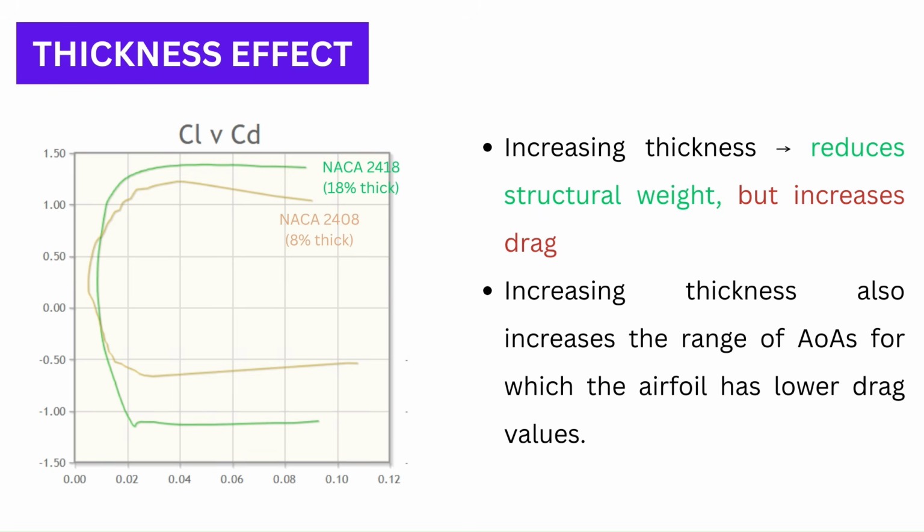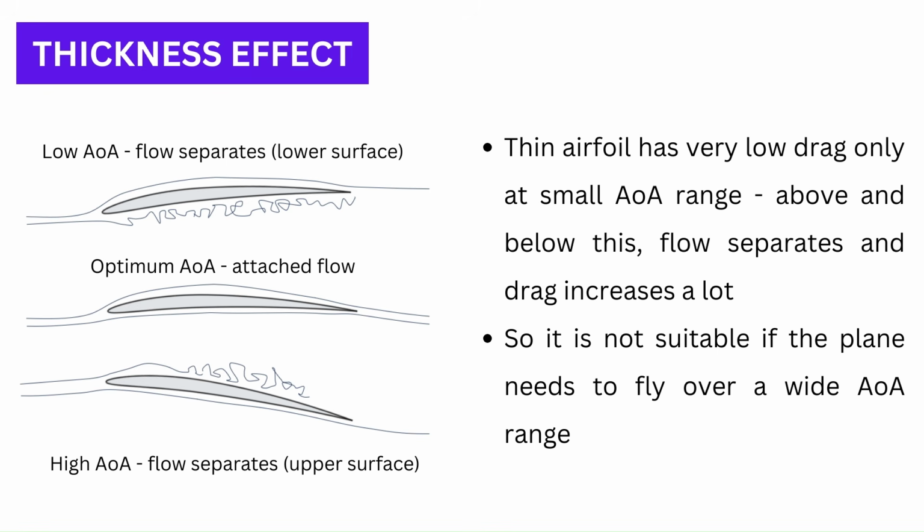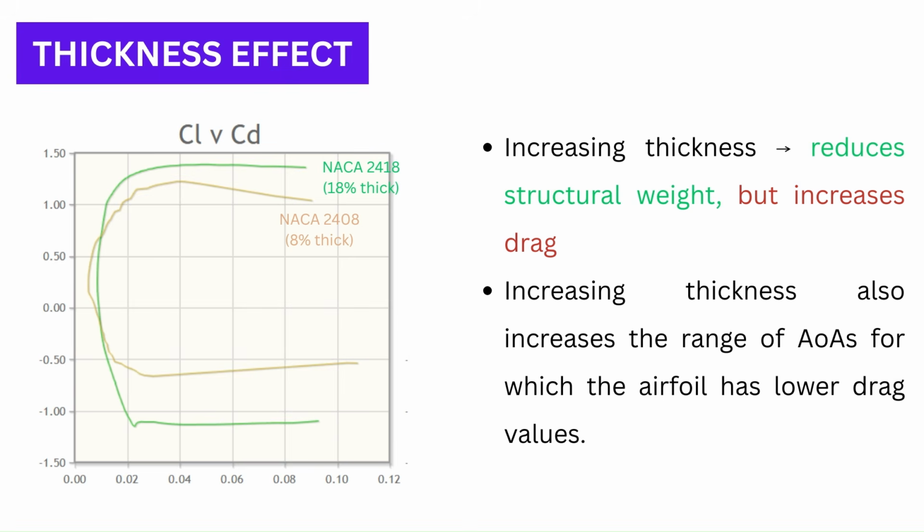Another benefit of increasing thickness is that the airfoil has lower drag values for a broader range of angles of attack. One would imagine that if the wing can be made strong enough, a very thin airfoil can be used to reduce drag, but this comes with its own problems. A very thin airfoil has a low drag only at a very small angle of attack range. Beyond this range the drag increases rapidly. A thicker airfoil has lower drag at a relatively larger angle of attack range. As can be seen from this plot, the thicker airfoil has a slightly higher CD-min but its polar is flatter and its drag is lower than the thin airfoil over a large portion of the angle of attack range.